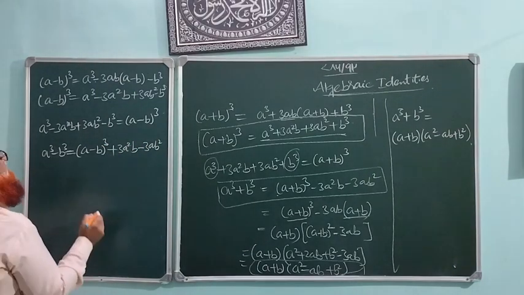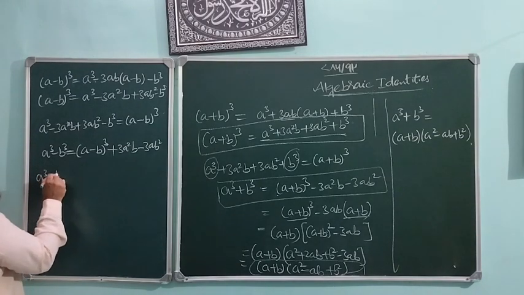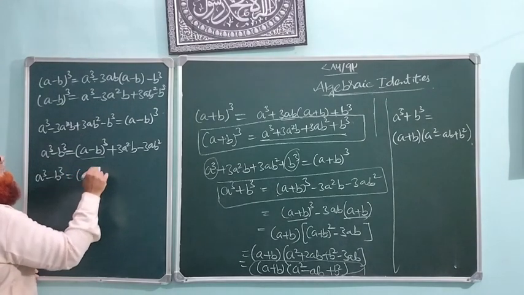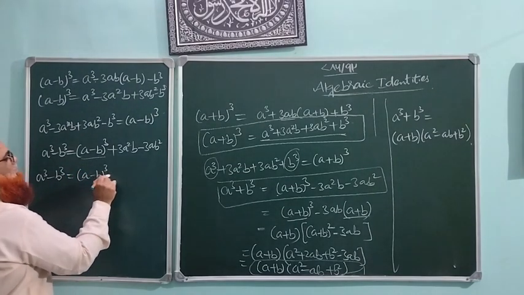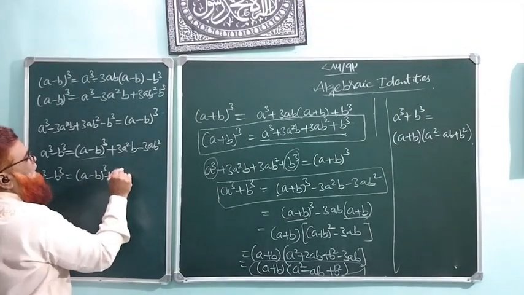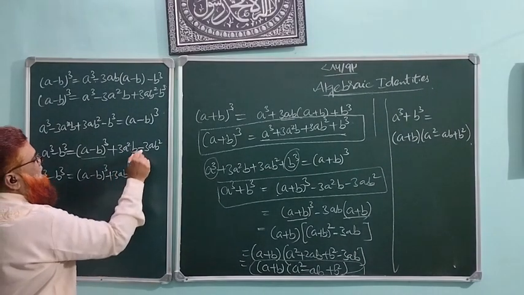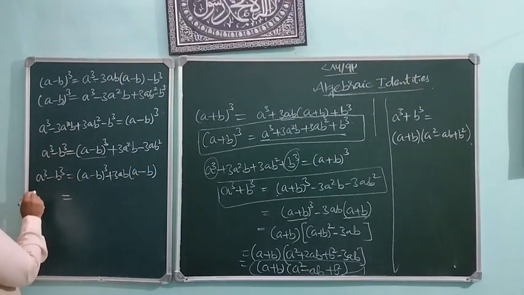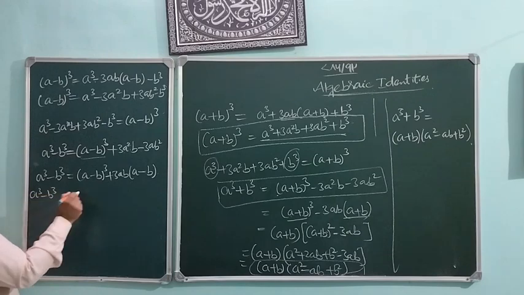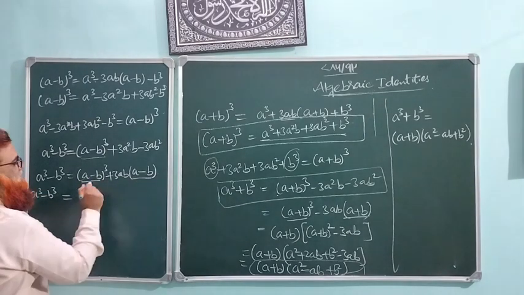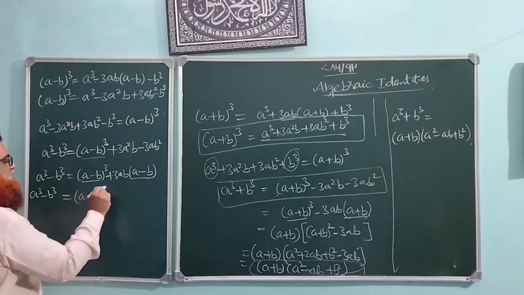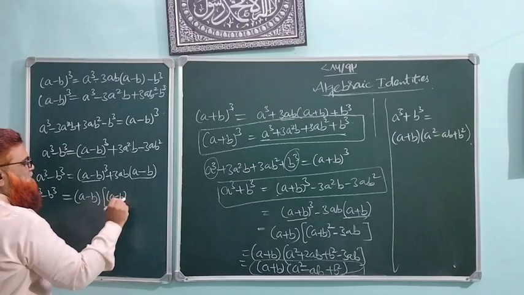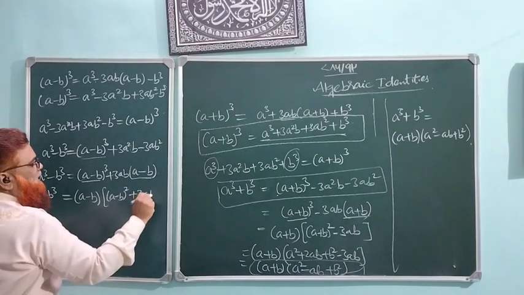Alright. Then a cube minus b cube is equal to a minus b whole cube, then take common, plus 3ab is common. Here it is a and here it is a minus b. This is equal to a cube minus b cube. A minus b is a common term. When you take a minus b from this one, it will be a minus b whole square plus 3ab.